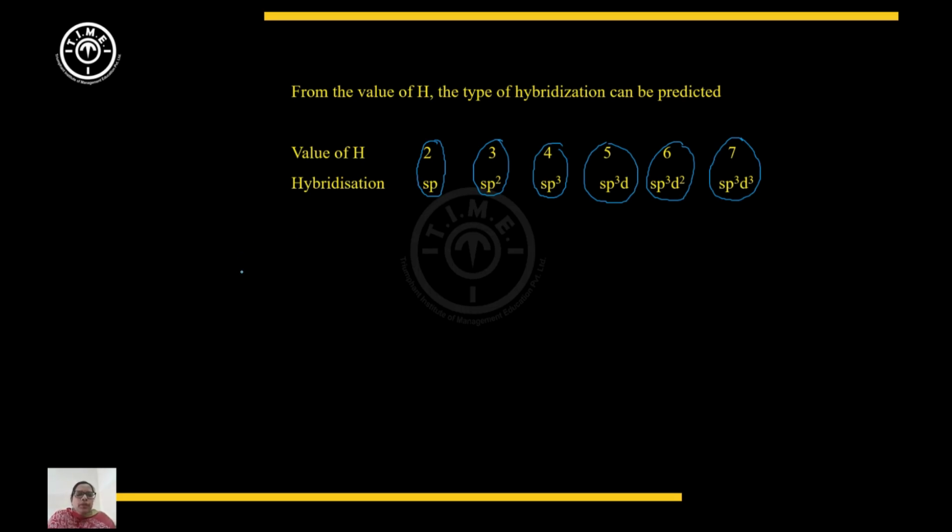For example, if we take carbon dioxide, here the central atom is carbon and H value is equal to 1 by 2. Central atom carbon has 4 valence electrons, monovalent atoms are 0, and there is no cation and no anion. So this is equal to 4 by 2, which is 2. 2 means it is sp hybridization, and it is a linear geometry, and we write the structure of this carbon dioxide like this. This carbon has sp hybridization.